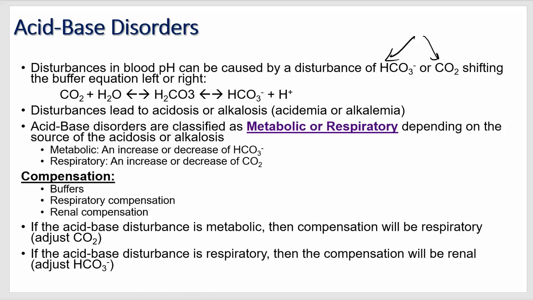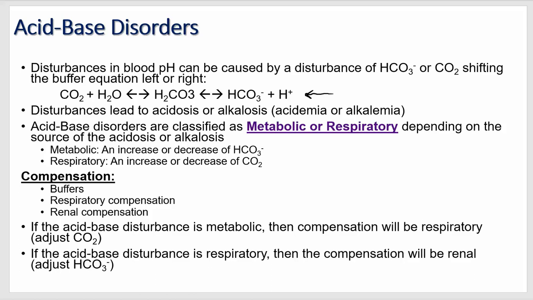So disturbances in the blood pH can be caused by a disturbance of these two, the bicarbonate and the carbon dioxide. We've discussed that, and we've seen our equation here. So disturbances lead to acidosis or alkalosis, or what we've been calling acidemia or alkalemia, so acid blood or alkaline blood. And then we classify them as either metabolic or respiratory, depending on the source of the acidosis or alkalosis.